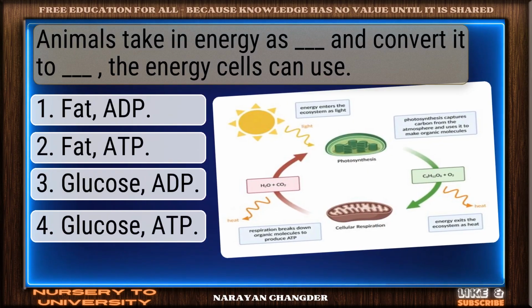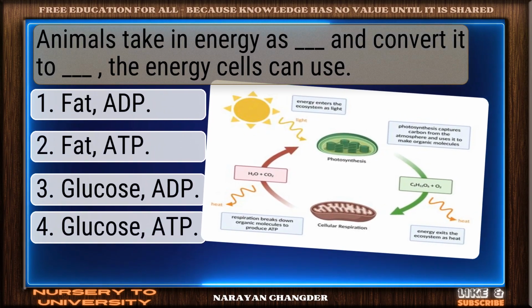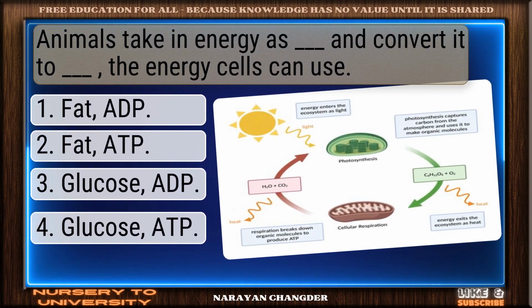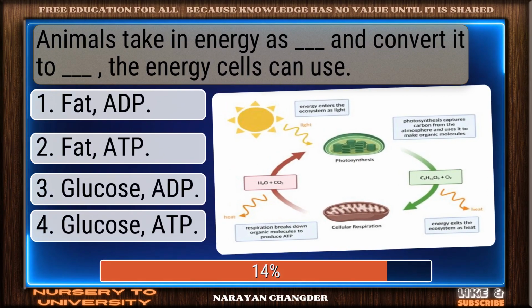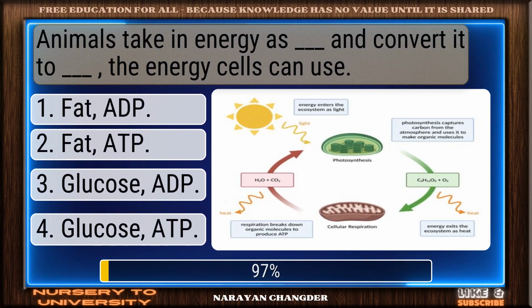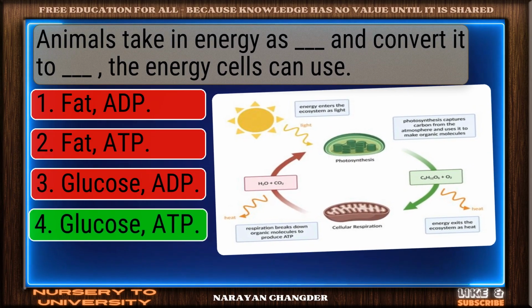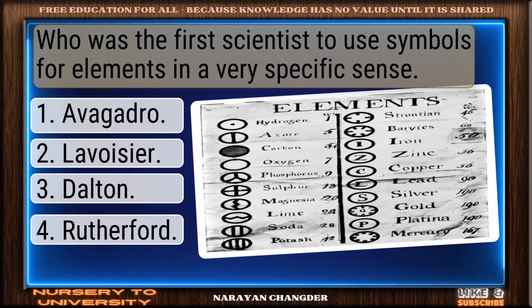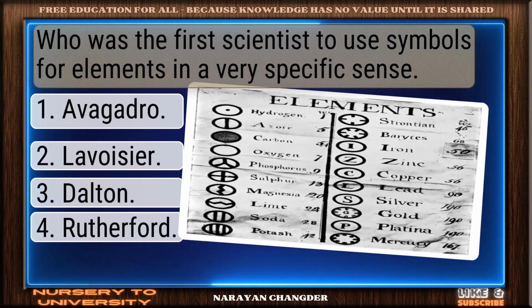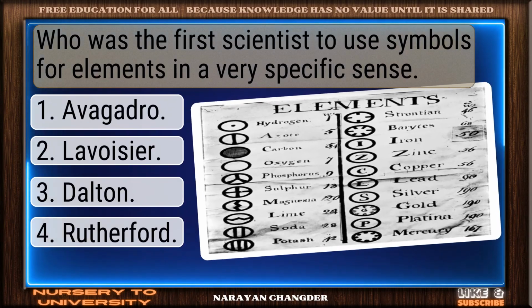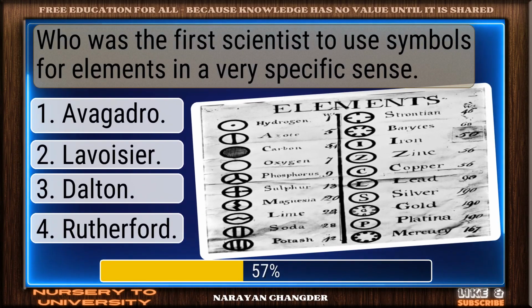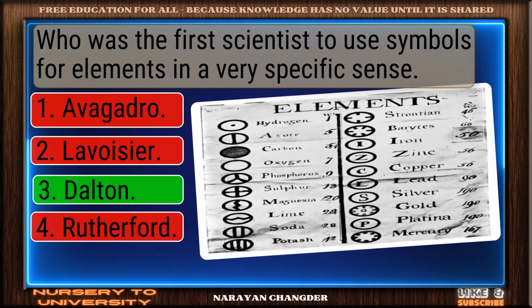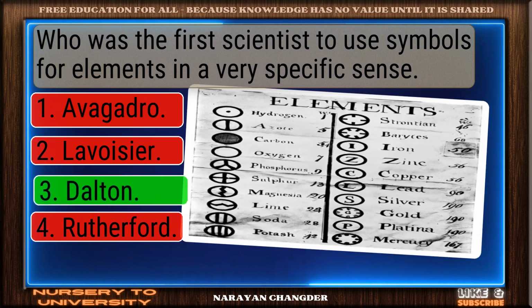Question number 57. Animals take in energy as dash and convert it to dash, the energy cells can use. Great thinking. Glucose and ATP is the right choice. Question number 58. Who was the first scientist to use symbols for elements in a very specific sense? Excellent choice. Dalton is the right answer.